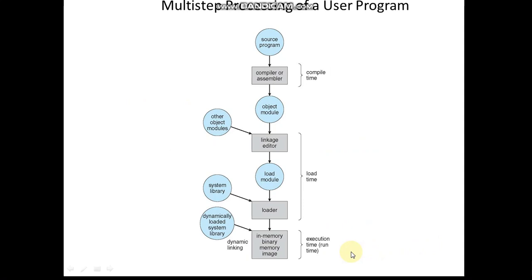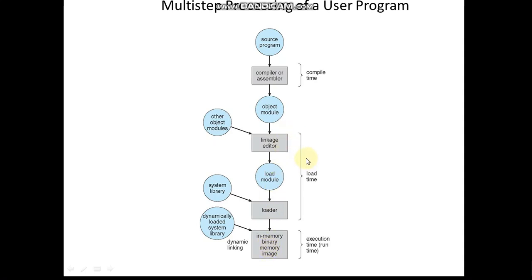Again, we'll go through the different stages that a particular user program undergoes in order to run. Initially we'll have a source program. It is compiled or assembled; this we call compile time. An object module is generated out of this. Then it is sent to a linkage editor in order to assign the relocatable addresses. Then it is loaded through the loader onto the main memory in binary form, as you can observe here.